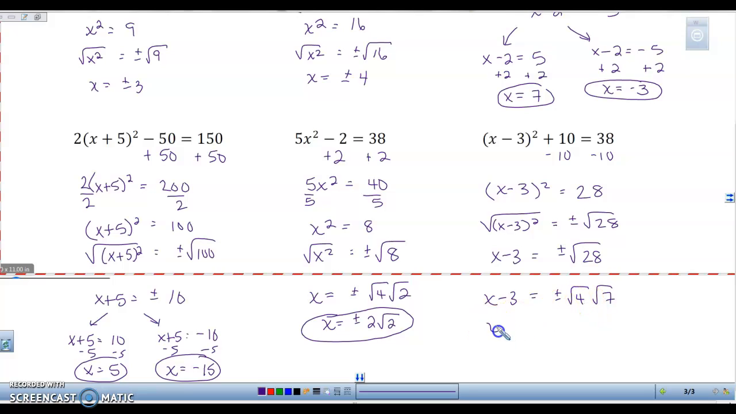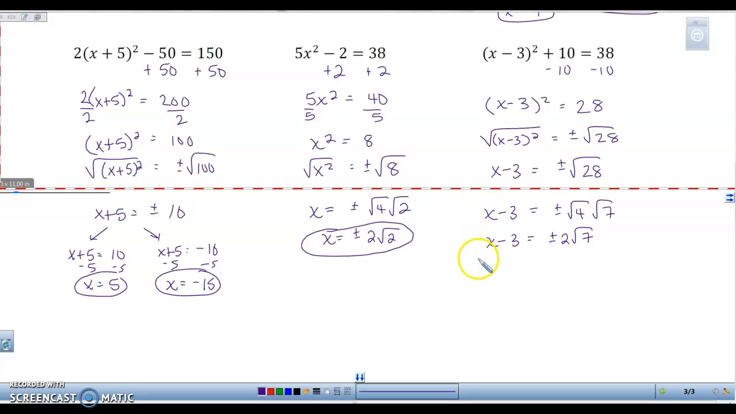X minus 3 is equal to plus or minus 2 times the square root of 7. Okay, now, since this is a square root, what we have to do is add the 3. But can we add the 3 to 2 square root of 7? No, because this is a radical, or this is an irrational number. When you add a rational to an irrational, you get an irrational.